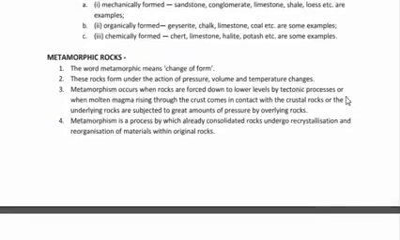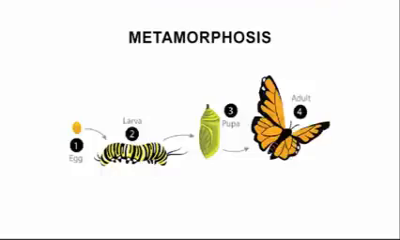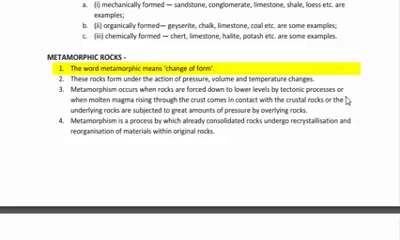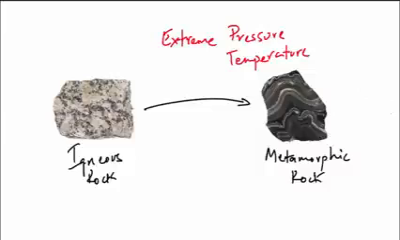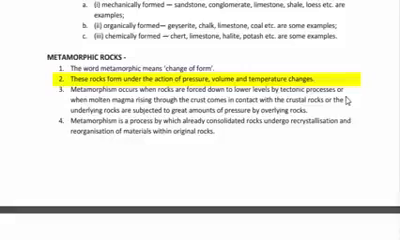Now we go to the last division of rock called metamorphic rock. The word metamorphic means change of form. Just like metamorphosis, where a caterpillar transforms into a butterfly, the word meta means change in other form. Now these rocks form under the action of pressure, volume and temperature changes. Rocks are so hard, and to change their form, just imagine how much pressure and temperature is required. So it needs an incredible amount of pressure and temperature.